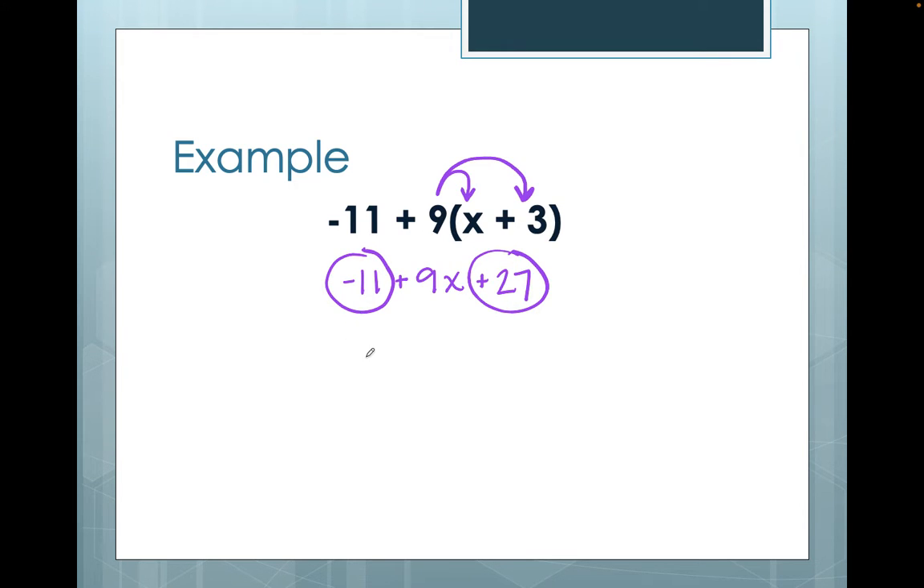If you are rewriting the problem to have the like terms together, you can do that here. Negative 11 plus 27 plus 9x. You could also put the 9x at the beginning. That's fine too. Negative 11 plus 27 gives us a positive 16. And since we have nothing to combine with the 9x, that stays the same. So for this first problem, our answer is 16 plus 9x. Let's try another one.